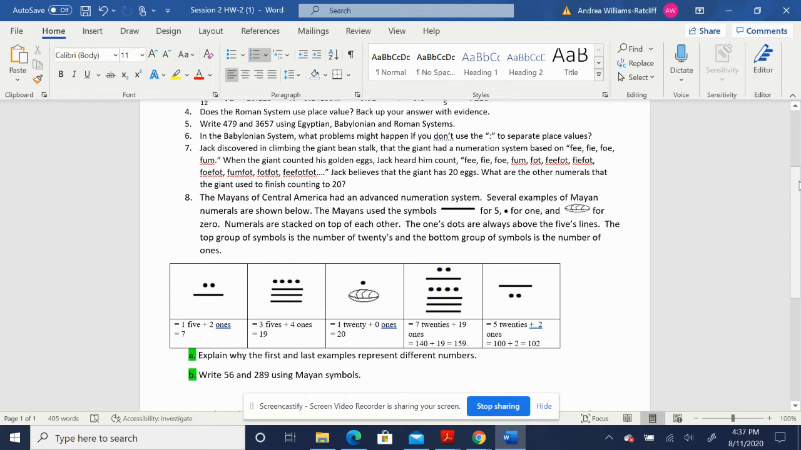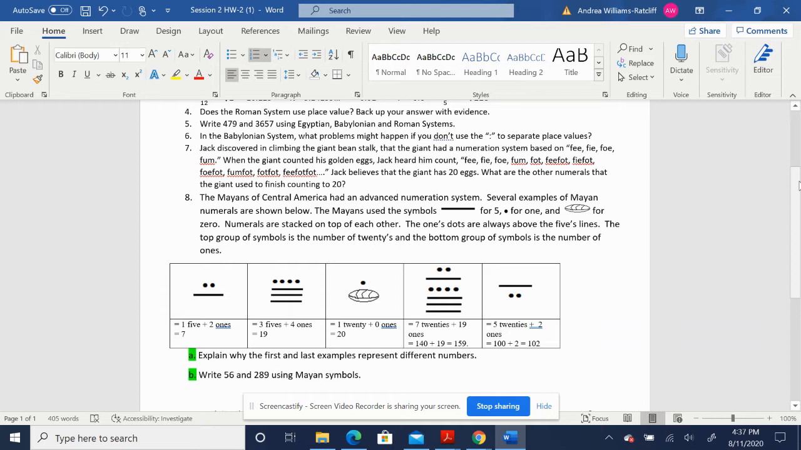Jack discovered in climbing the beanstalk that the giant had a numeration system based on fee, fi, fo, fum. When the giant counted his golden eggs, Jack heard him count: fee, fi, fo, fum, fought, fee fought, fi fought, fo fought, fum fought, fee fought. Jack believes that the giant has 20 eggs total and wants to know what other numerals, so remember we're naming these values, might be used to finish counting to 20.